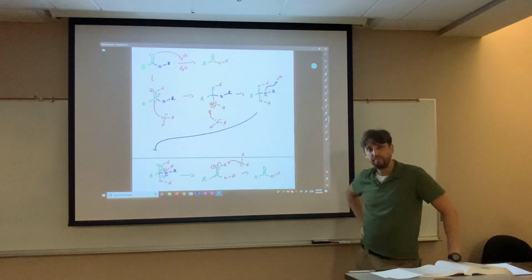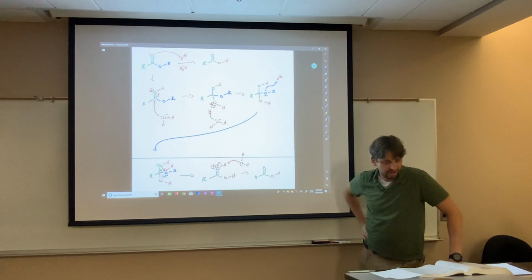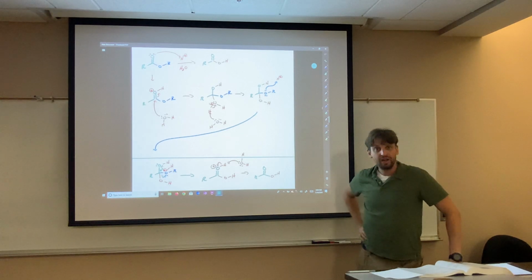So we learned about how to make esters, and we learned about how to turn an ester back into a carboxylic acid. Next time we'll finish up, we'll have a couple more reactions to go, and we will keep making our way through this.